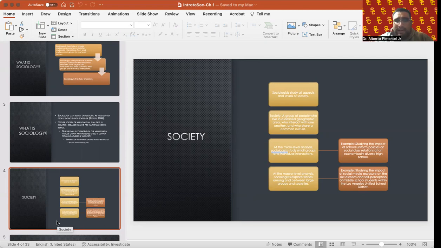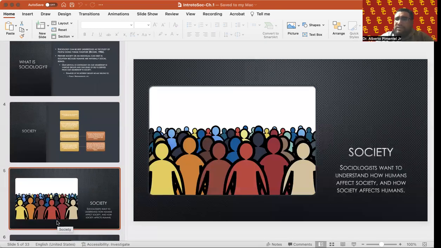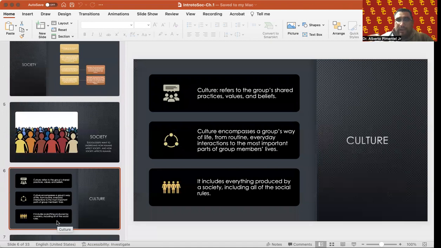When we think about micro-level analysis within the field of sociology, we think about the impact of school uniform policies on social class relations at a school that's economically diverse. When we think about macro sociology, we can think about the impact of social media exposure on the self-esteem and the self-perception of middle school students in the Los Angeles Unified School District. We want to understand as sociologists how humans affect society and how society affects humans. It begins to paint a picture of how we're going to approach sociological analysis later on, and also begins to shape our understanding of social research methods, which we'll discuss in the next chapter.